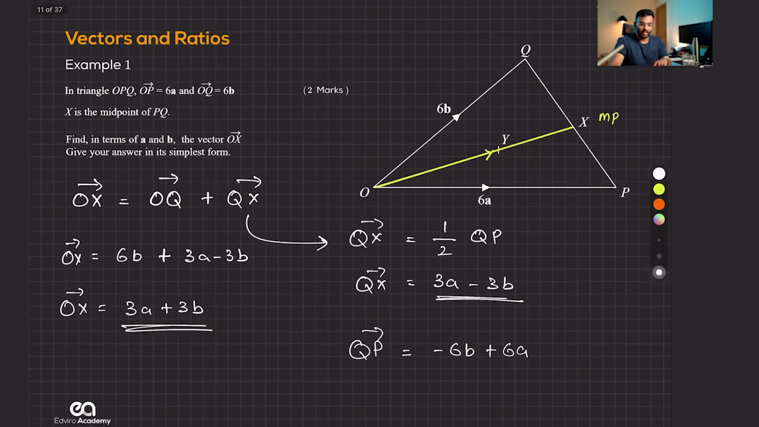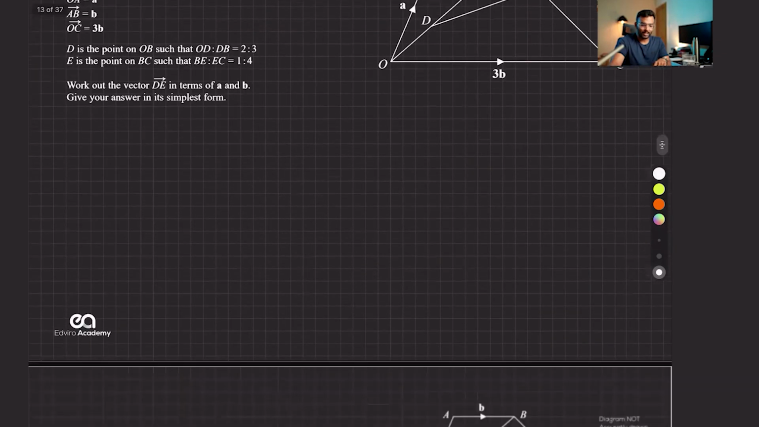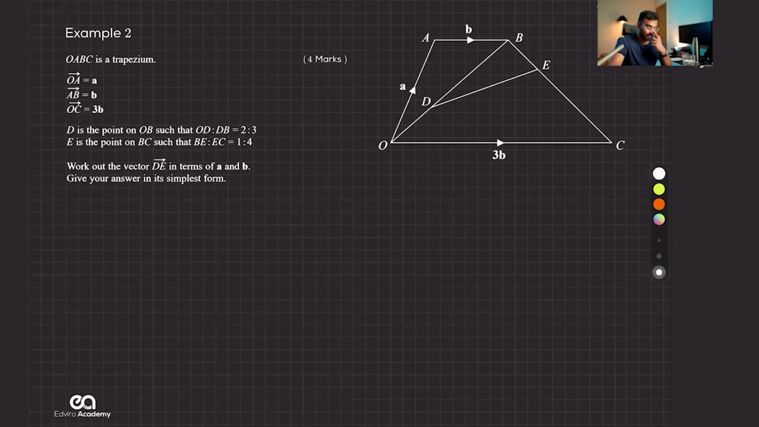Okay, so let's move on to the next one, and you guys will understand a lot more, hopefully. Four more questions, similar ones. There is a bit of ratios involved. OABC is a trapezium. You guys see the trapezium, don't you? OA is A, right there. AB is B. OC is 3B.